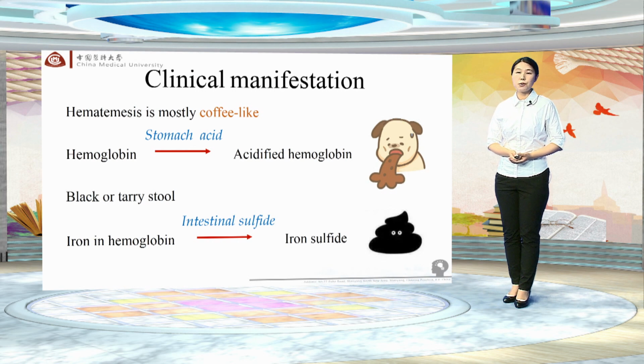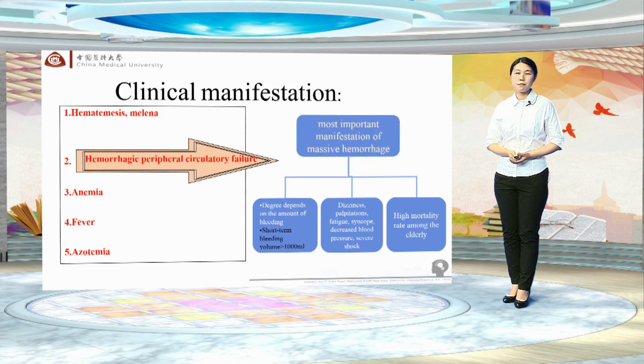Black and tarry stool are also due to similar reasons. Iron in hemoglobin, under the effect of intestinal sulfide, turns to iron sulfide, which color is black, so the patient has black or tarry stool.